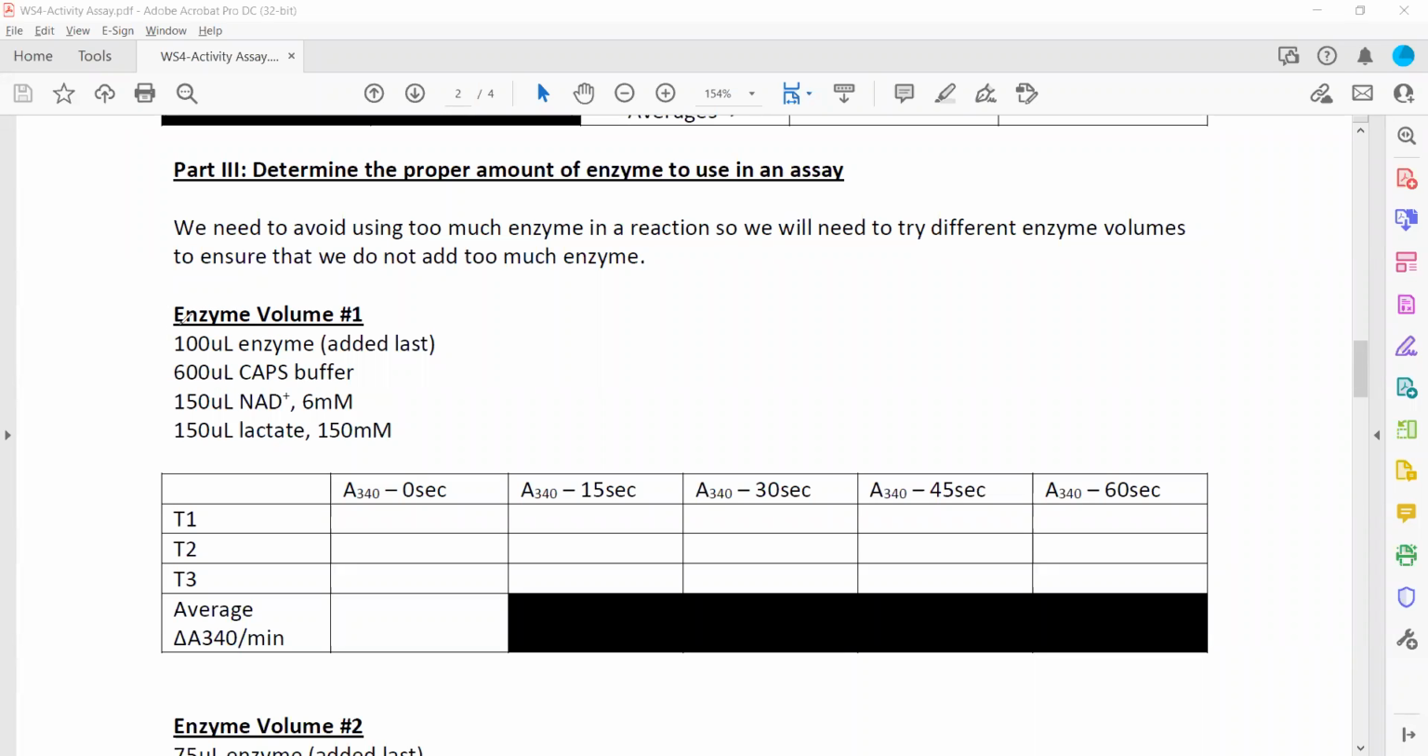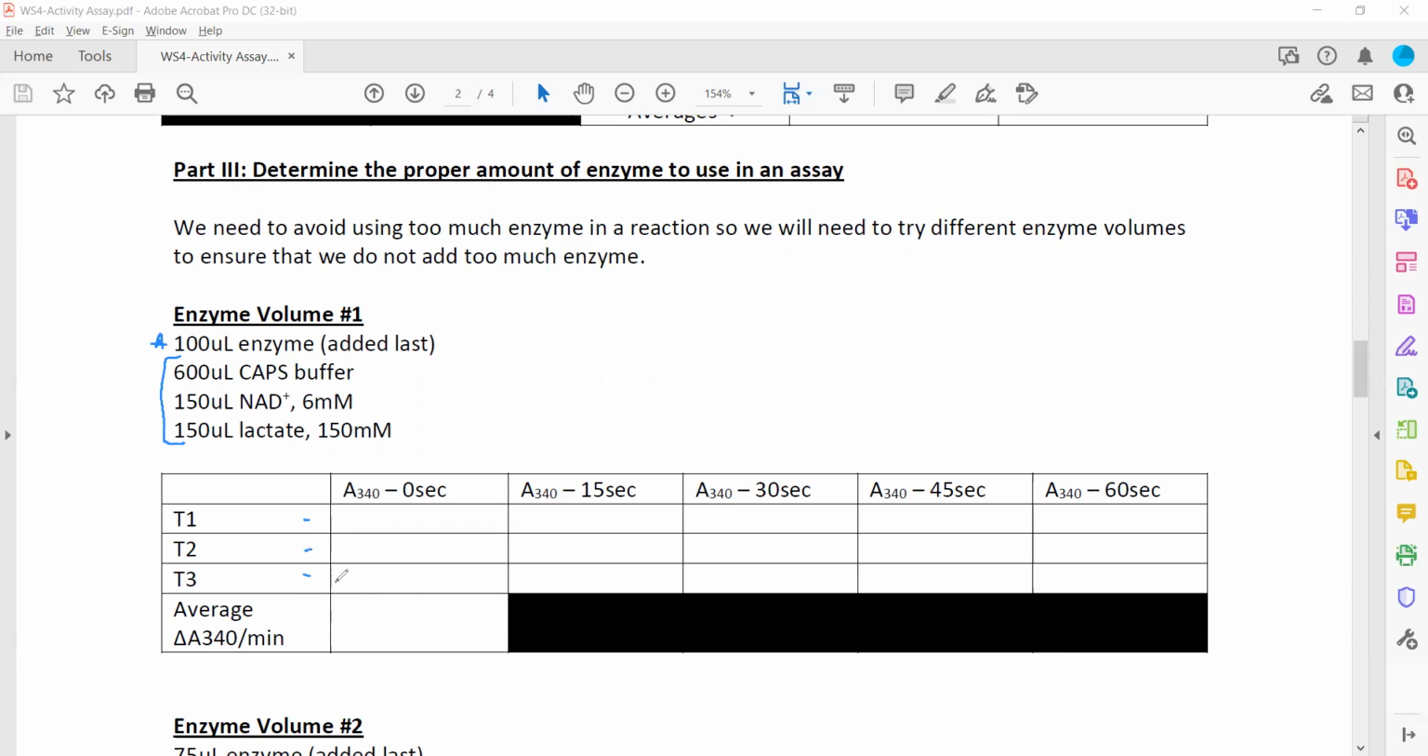So what you will have is in either a test tube or a cuvette, but ultimately in a cuvette, a mixture of 600 microliters of the CAPS buffer that we previously produced, 150 microliters of the NAD plus solution, and 150 microliters of a lactate solution. You'll mix those 3 solutions together. Then the last thing that you're going to add is 100 microliters of your enzyme. You will do that for 3 trials.